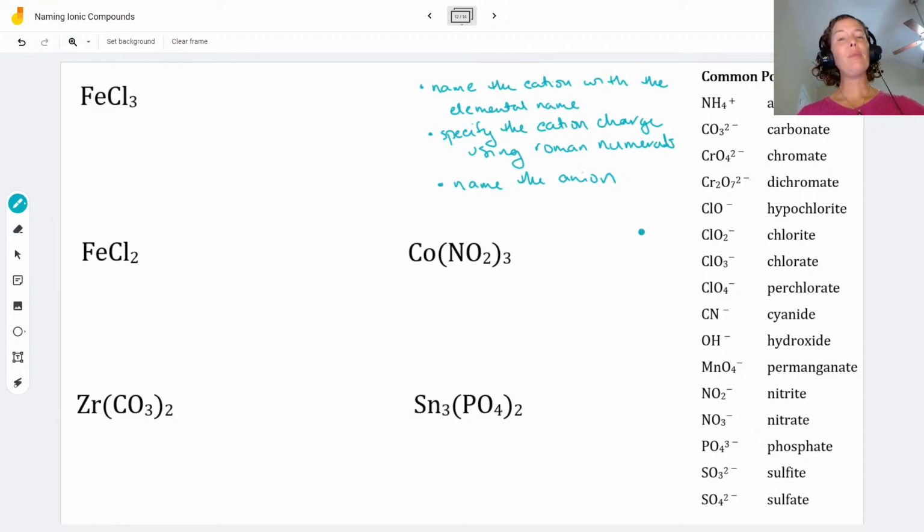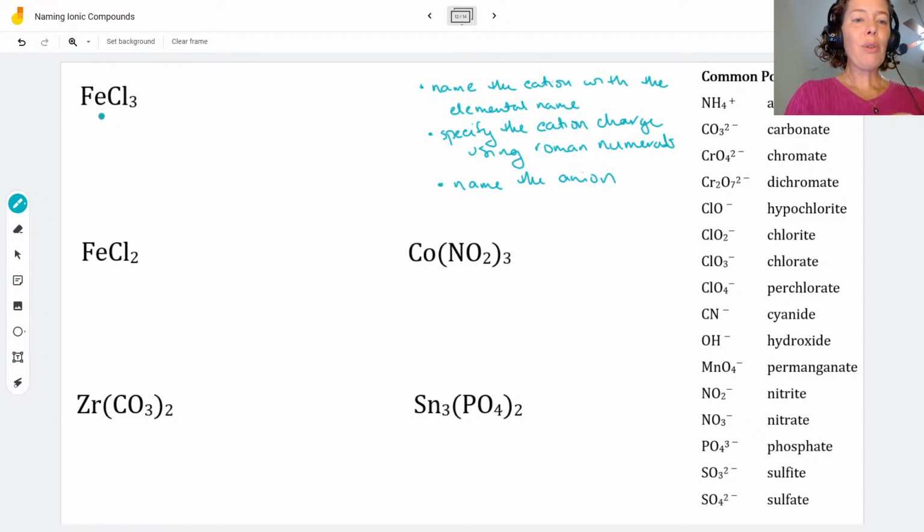Again, here we need to be careful. We need to be ready to name the anion as a monoatomic ion, which means we change the ending to -ide. Or if it's a polyatomic ion, we're just going to name the polyatomic ion. So again, this is where we need to be flexible and be aware of all of our sets of rules and use the one that's appropriate in the case that we're talking about.